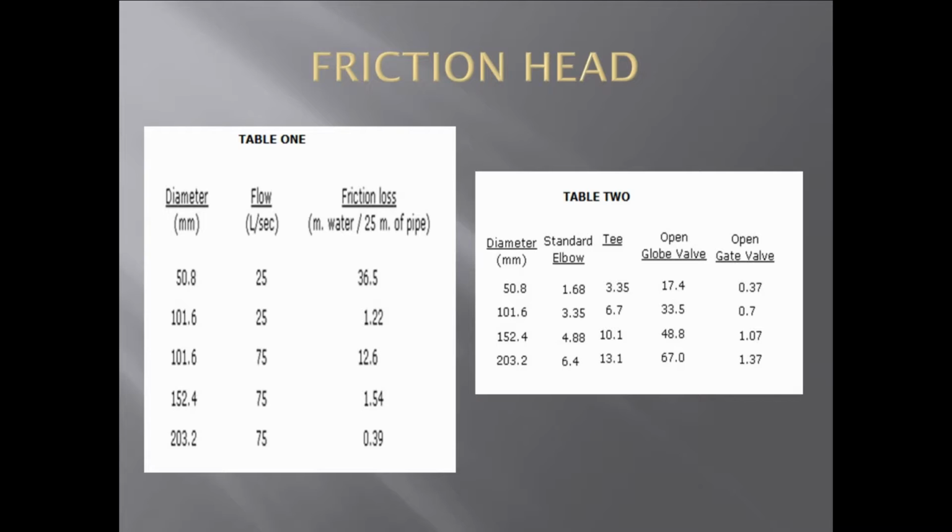Okay, adding the equivalent pipe lengths of all fittings to the actual pipe length gives us the total equivalent pipe length for the system. Table 1. Table 1 gives us the friction head loss for every 25 meters of pipe length for a certain diameter and flow rate. So, if we have a diameter of 101.6 millimeters for a flow rate of 25 liters per second, every 25 meters of pipe would have a friction head loss of 1.22 meters.